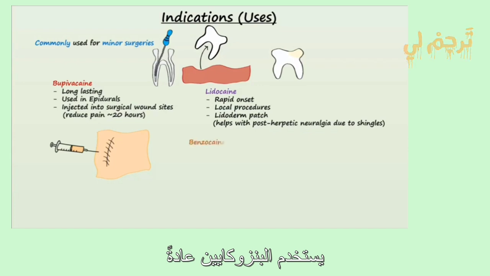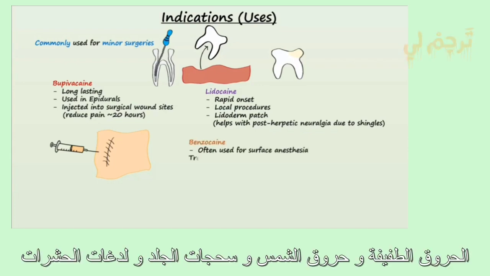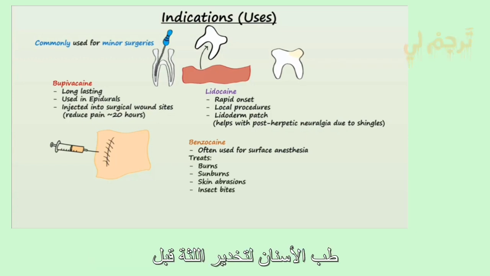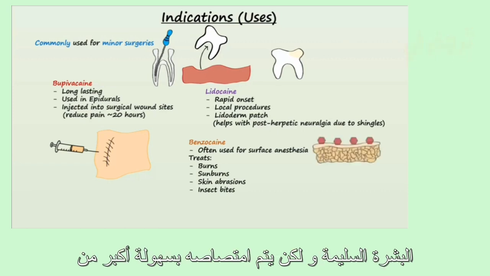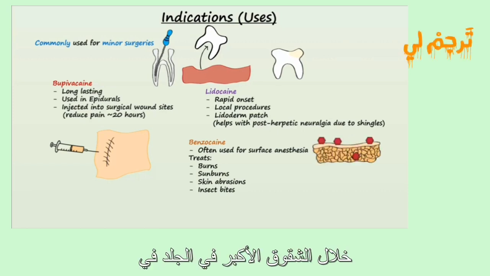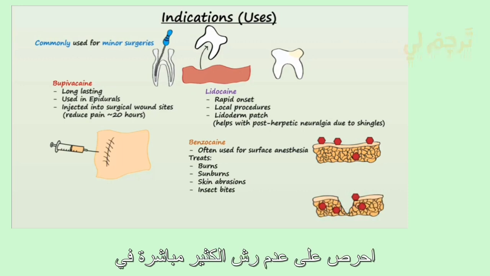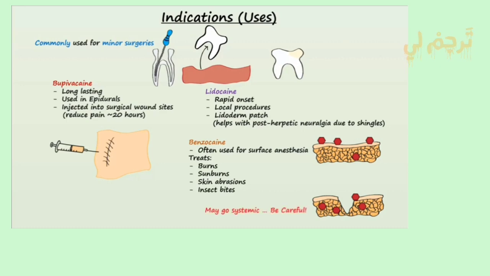Benzocaine is commonly used for surface anesthesia, for pain relief from minor burns, sunburns, skin abrasions, and insect bites. It may also be used in dentistry to numb the gingiva before lidocaine needle injection. Benzocaine is weakly absorbed through the intact epidermis, but more readily absorbed through larger breaks in the skin at highly vascularized sites. Be careful not to spray too much directly into deep cuts in order to avoid excess systemic absorption.